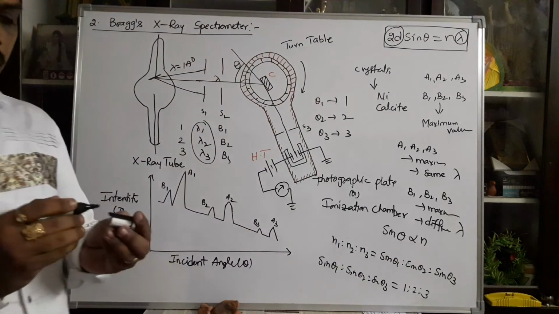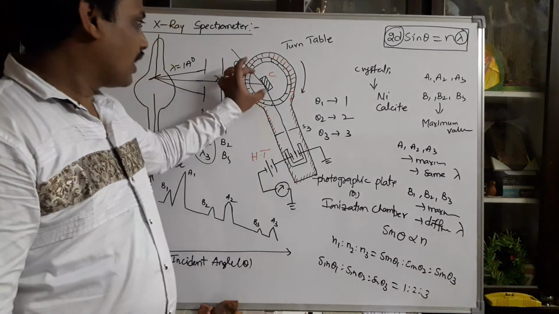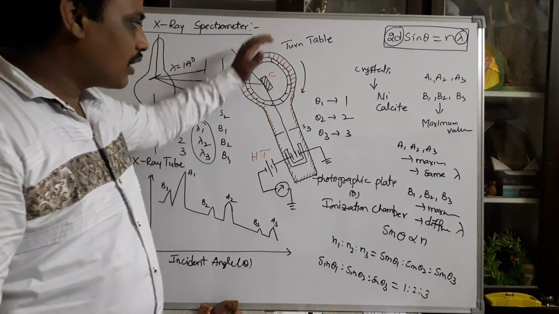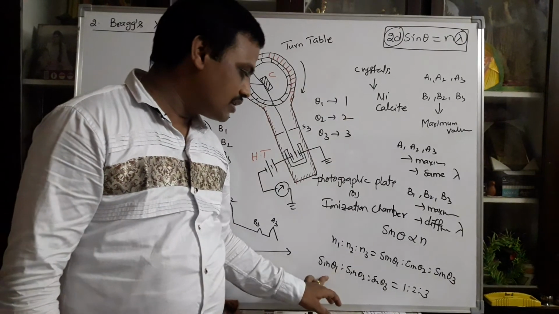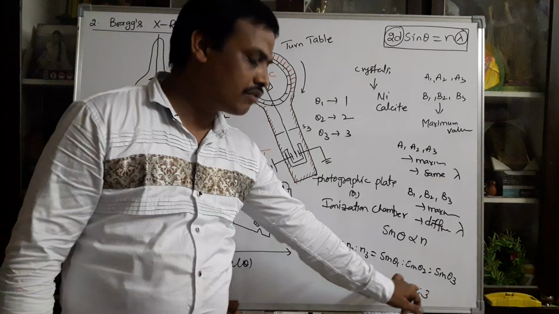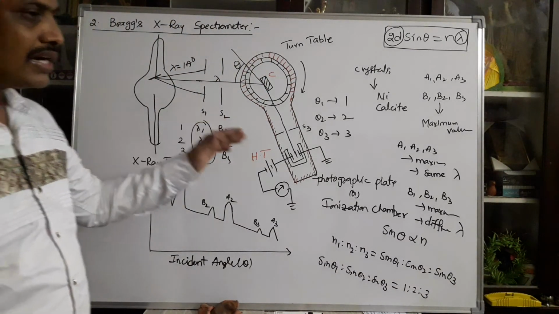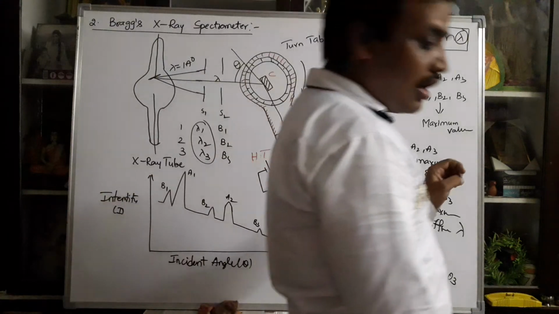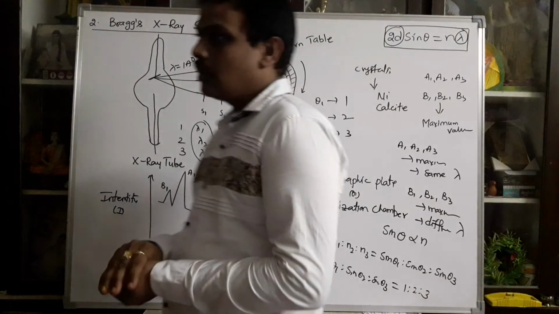With the same wavelength of X-rays incident on the calcite or nickel crystal, the glancing angles are different for different orders. The ratio of the sines of the glancing angles must be equal to 1 to 2 to 3. Based on this experiment, you can determine the structure of the given crystal. So that is the Bragg's X-ray spectrometer.